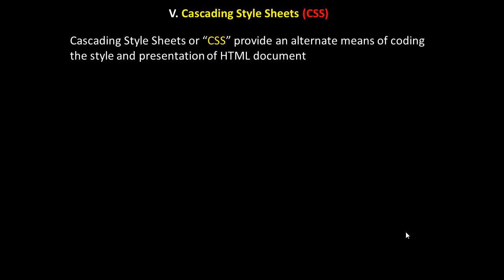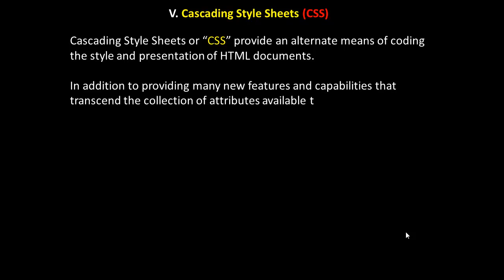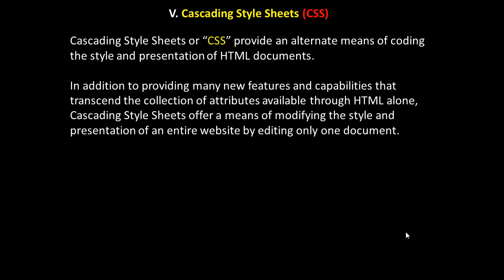Cascading Style Sheets, or CSS, provide an alternate means of coding the style and presentation of HTML documents. In addition to providing many new features and capabilities that transcend the collection of attributes available through HTML alone, Cascading Style Sheets offer a means of modifying the style and presentation of an entire website by editing only one document.